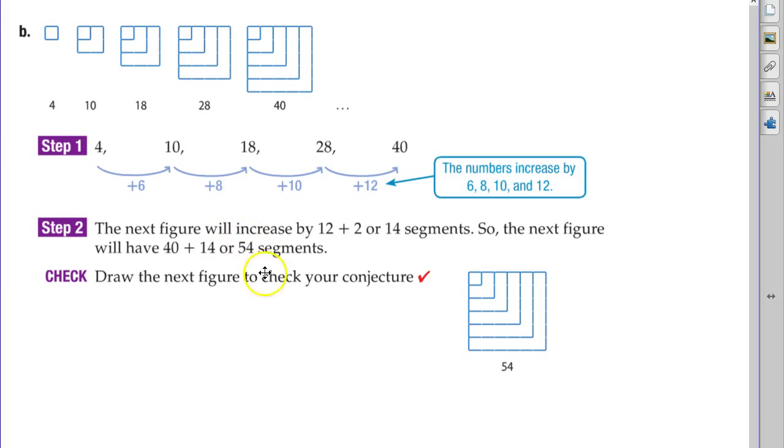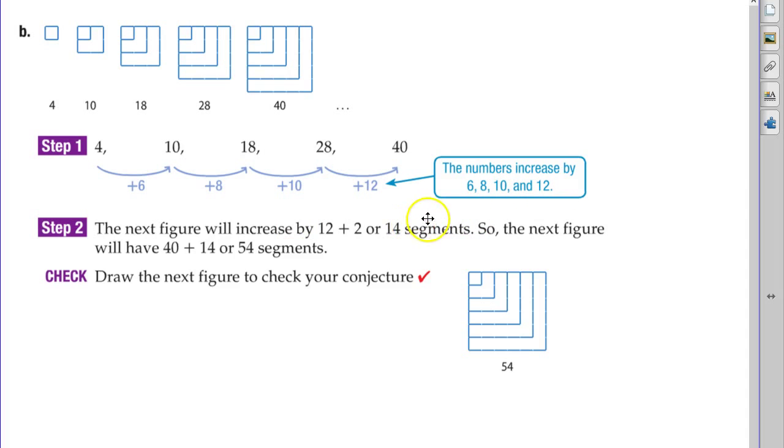Another example, a little more geometric than the previous one. You've got a drawing with a box, and then you keep putting levels around it, like backwards L shapes. The question is, if I use this to make toothpicks or segments, how many would I have for the next figure? At first I have 4, then 10, then 18, then 28, then 40. So I'm adding 6, 8, 10, 12.